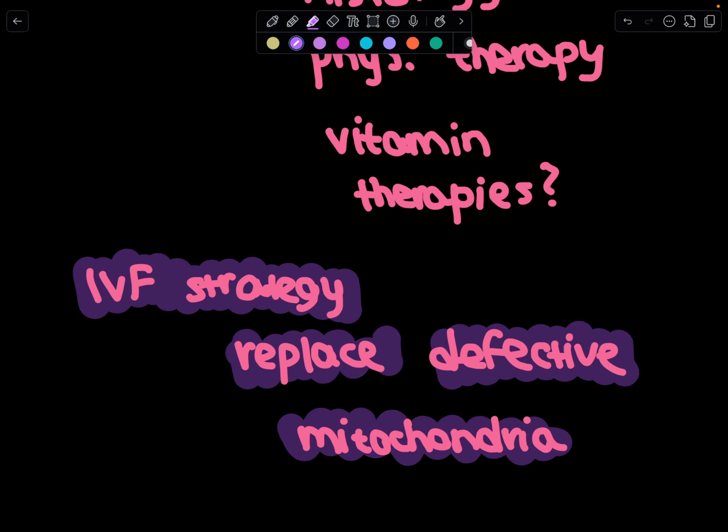So how would we do it? We would merge DNA from two eggs, one from the mother with defective mitochondria, the other from a healthy donor, and they will get replaced. But how do we know it's going to work?